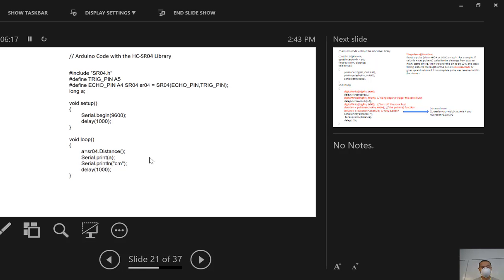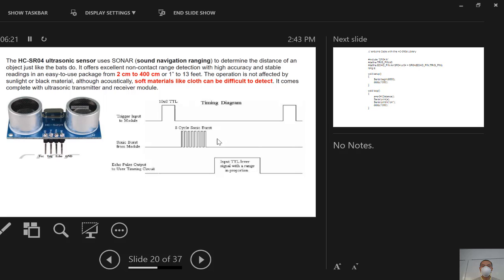You really don't need to program anything. But if you understand what's going on for that sensor, it's actually not difficult to program yourself. Just look at the timing, right? What this does is it has a transmitter and receiver.